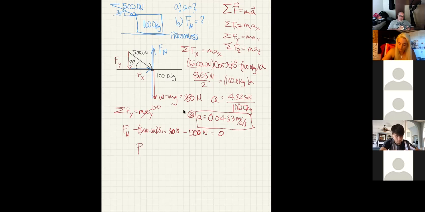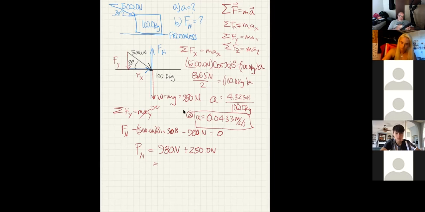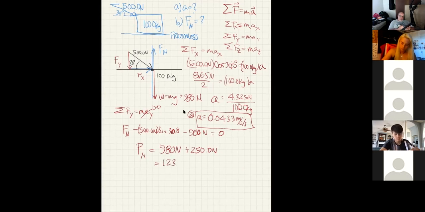So we can now see that the normal force is equal to 980 newtons plus 250.0 newtons, which gives us 1,230. So 1,230 newtons is the normal force.